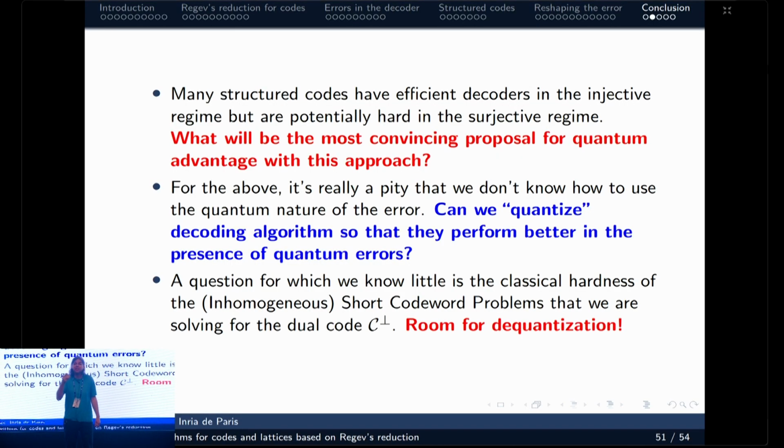We're just starting. There is this BPQM approach, but it's very specific to this kind of algorithm, and we have no idea how to quantize decoders in general, a general framework for quantizing decoders to be more efficient for this quantum decoding problem.